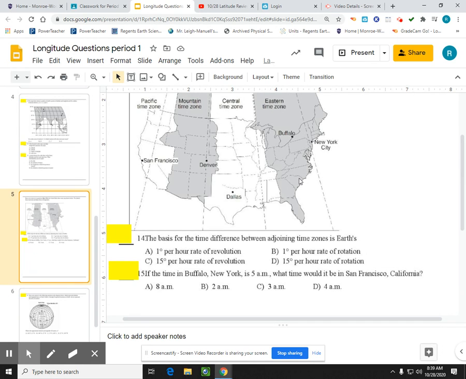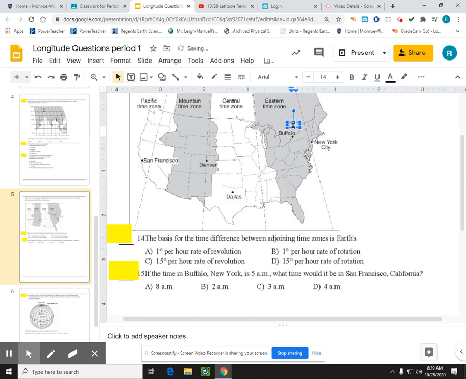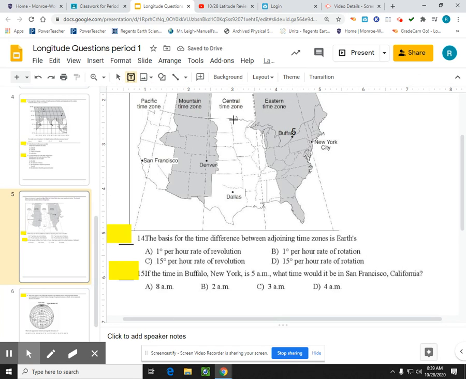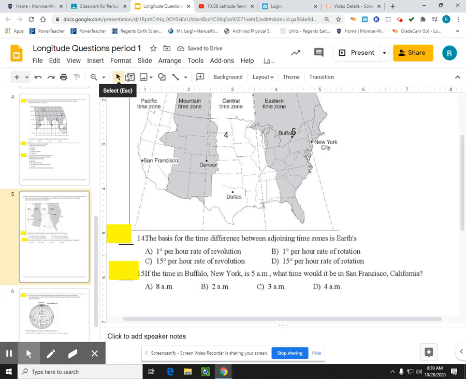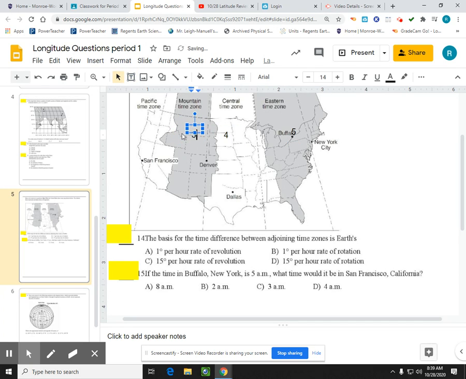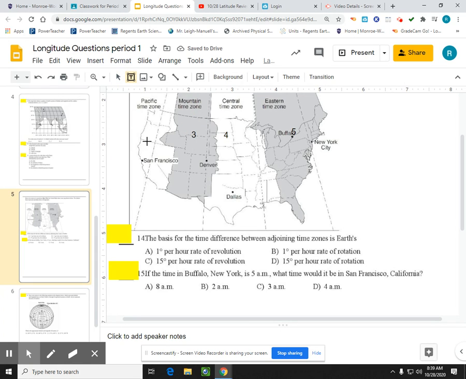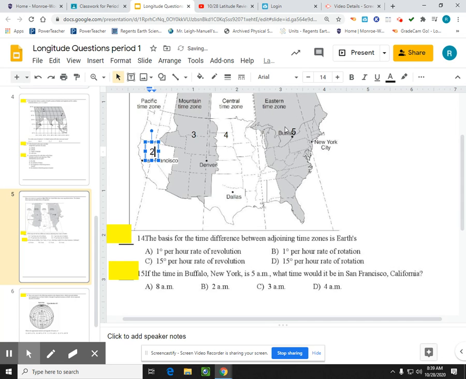The basis for the time difference for adjoining time zones is that the Earth is turning at 15 degrees per hour. If the time in Buffalo is 5 a.m., what time would it be in San Francisco? So if it's 5 a.m. here, then when we go here, it would be earlier. It would be 3. And out here in California, it would be 2, because when I go to the west, my time is less. And it would be 2 a.m.